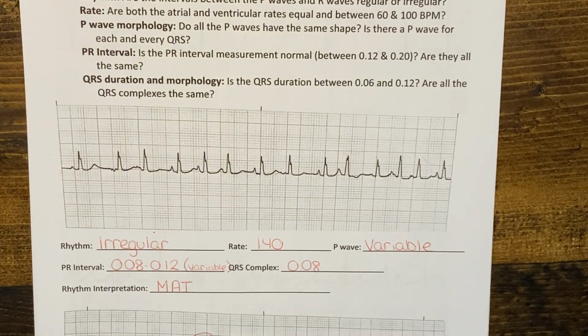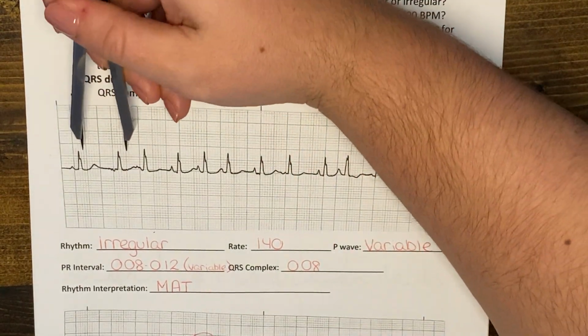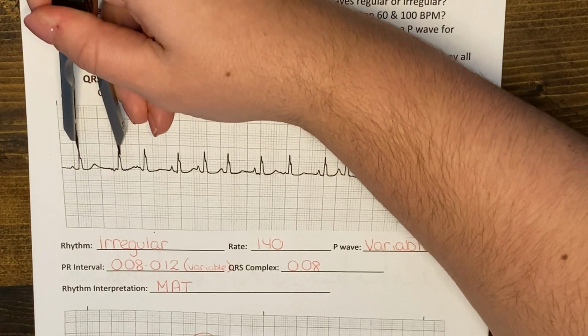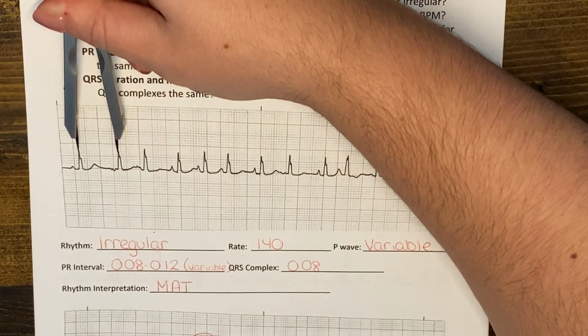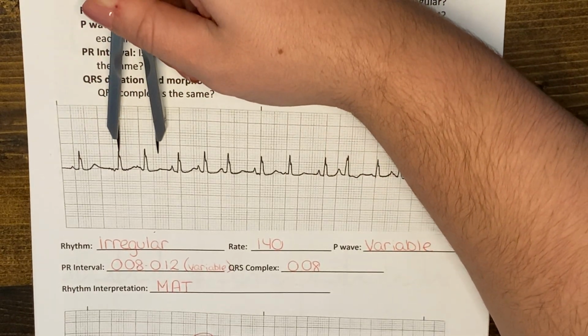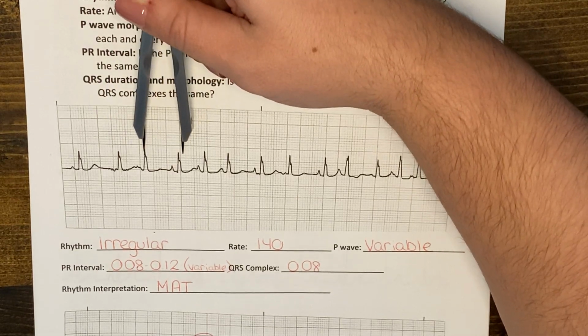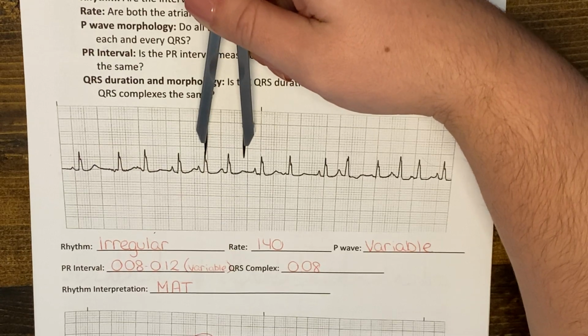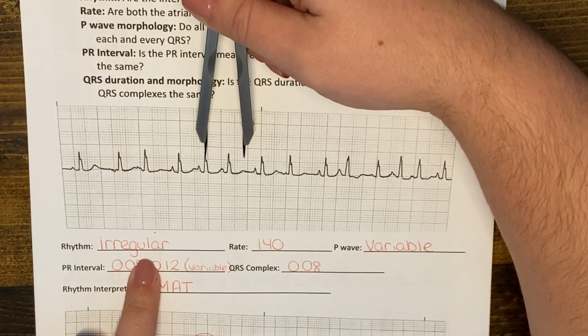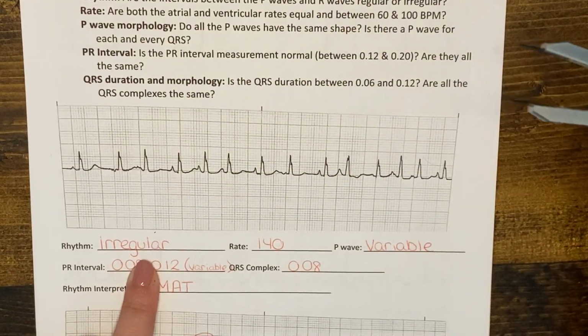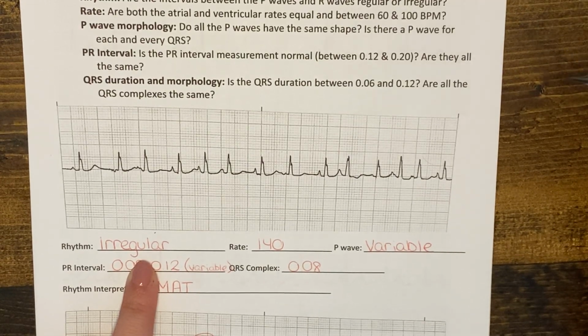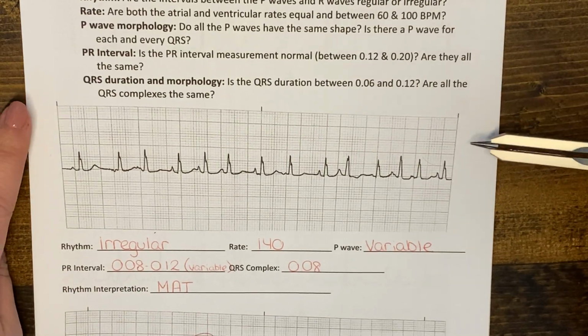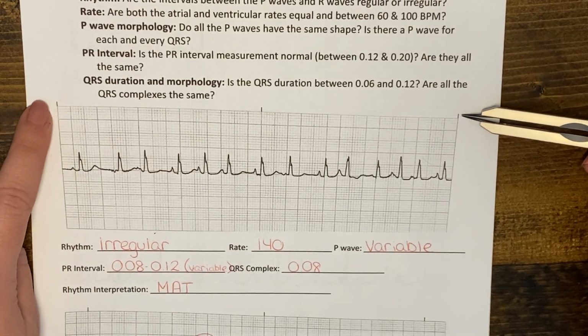So beginning with this first strip, if we start on this side and measure this distance, we can see that everything is pretty irregular. So we're going to say that this rhythm is irregular. Now, because it's irregular, the best way to identify the heart rate is using the 6-second method. So we can see our 6 seconds is the entire length of the strip.